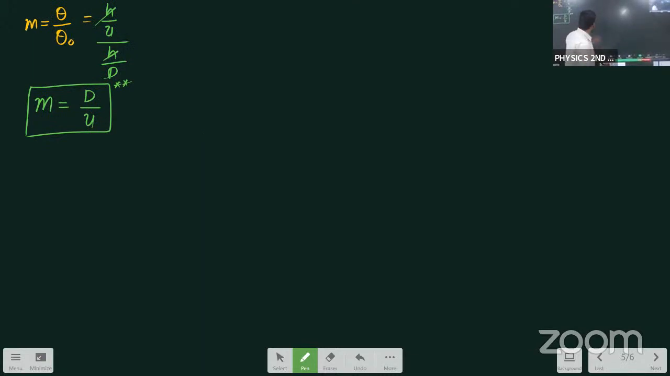Now, after writing the magnifying formula, you are supposed to consider two conditions. I hope everyone knows what those two conditions are. First condition: what is that first condition? When the image is formed at infinity.